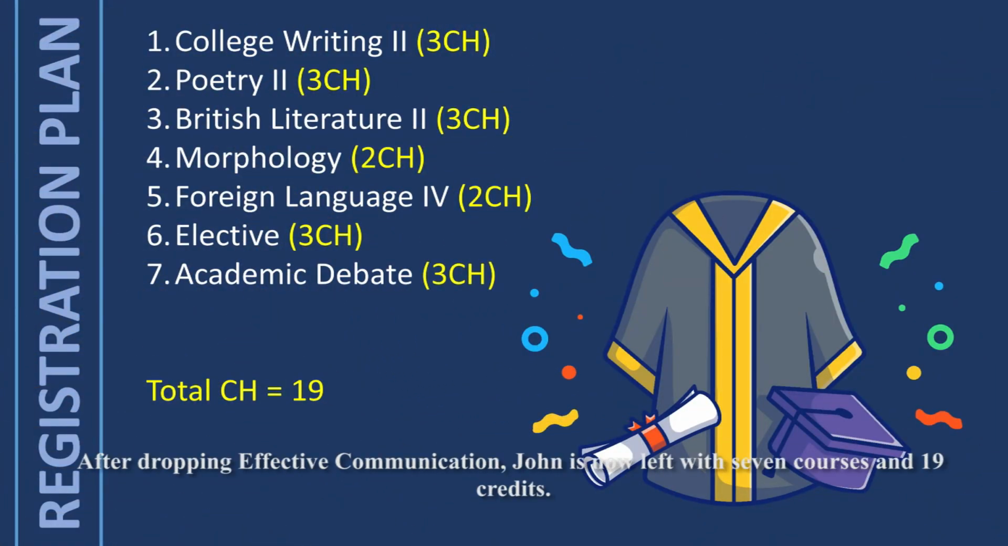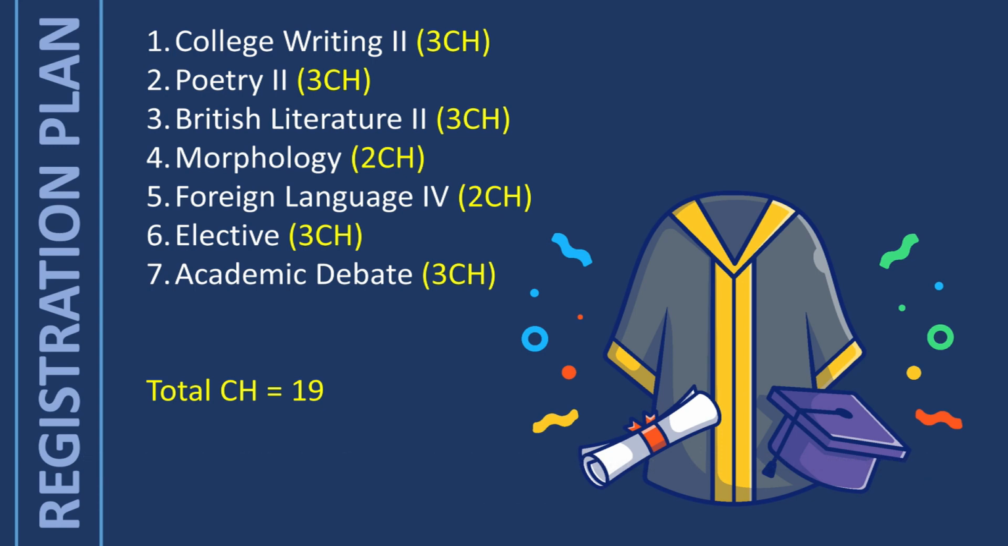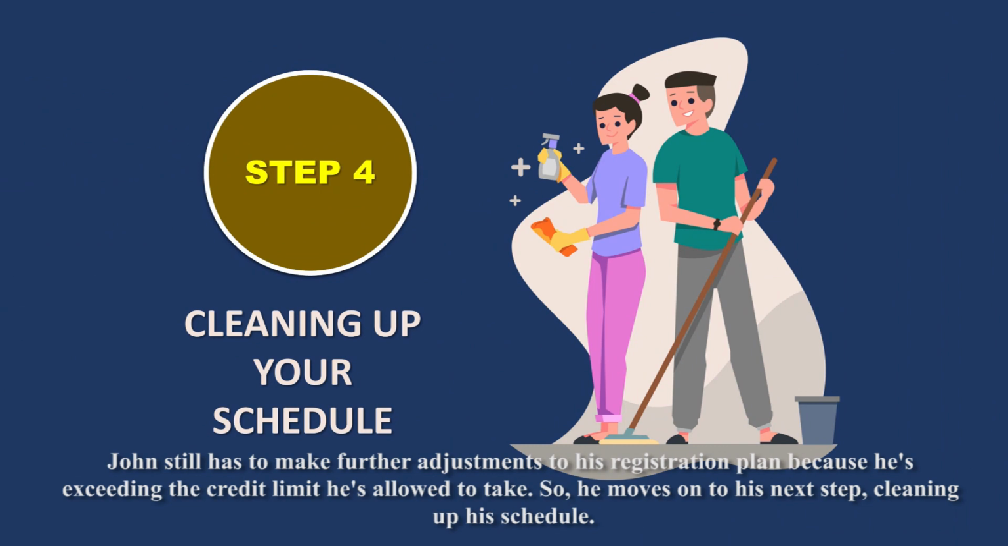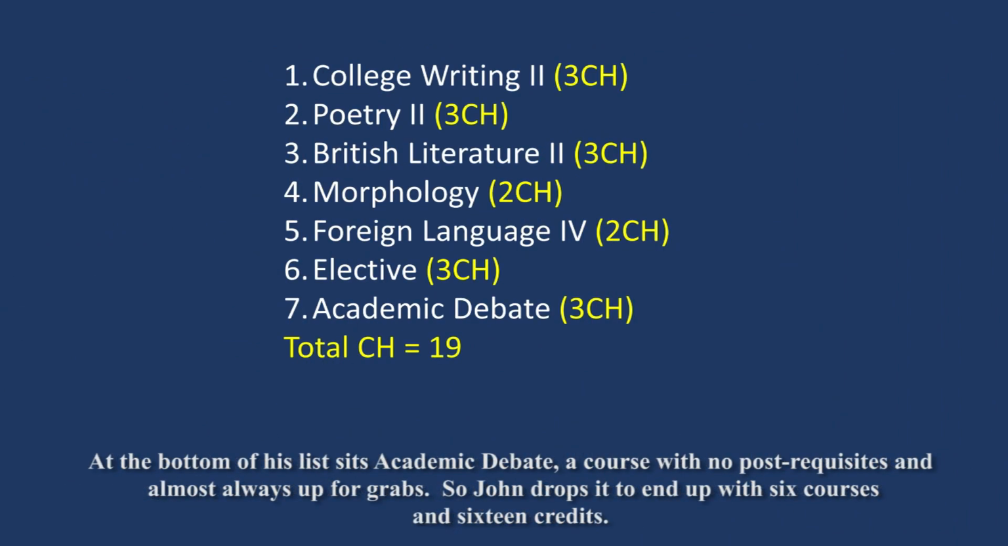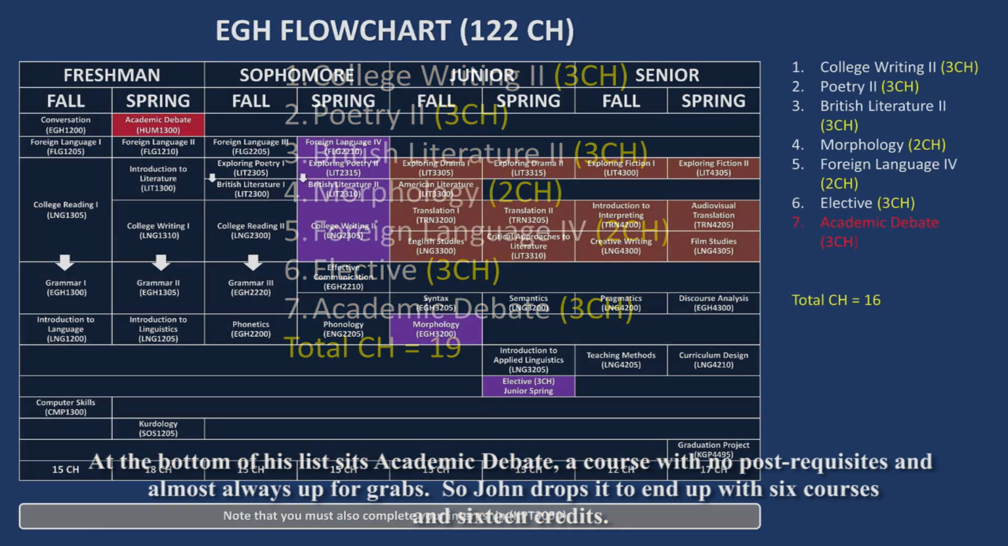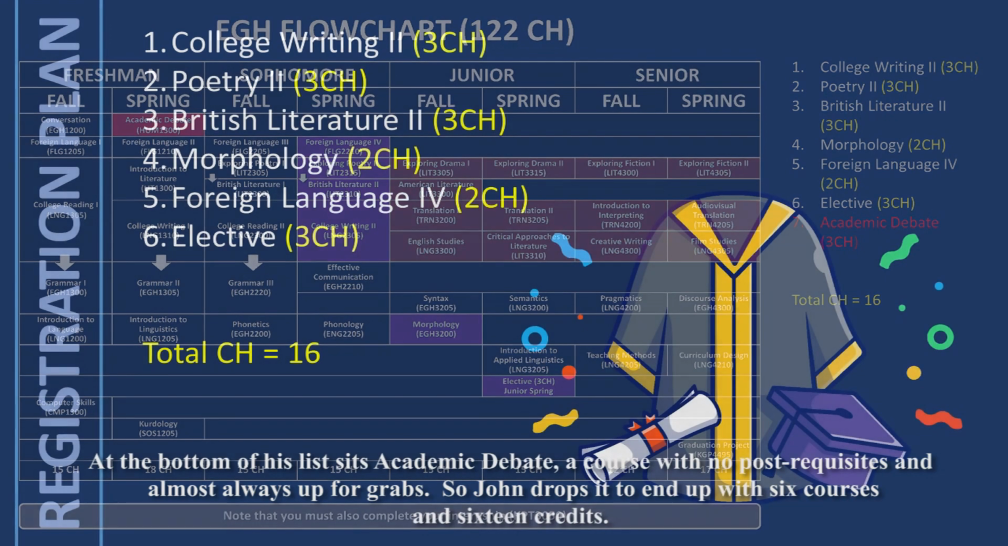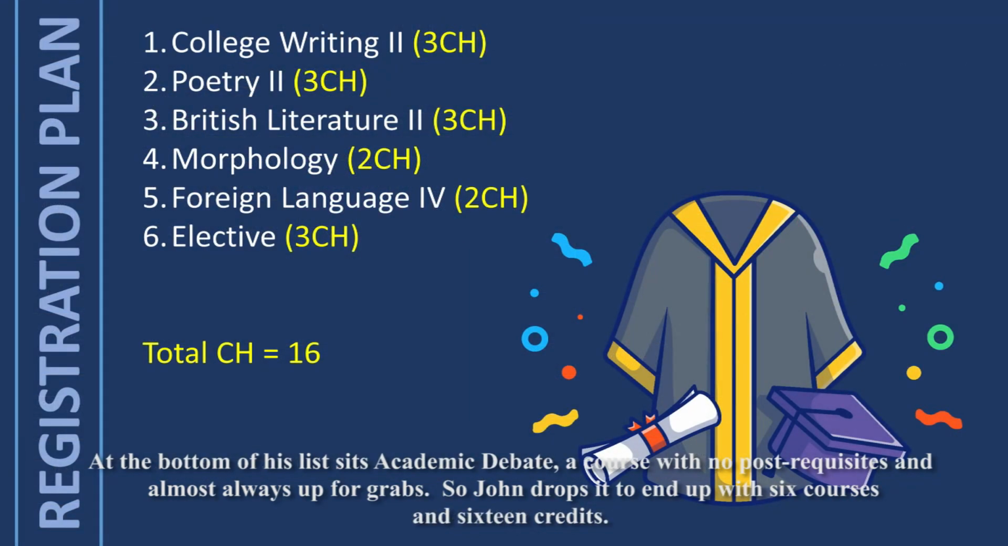After dropping Effective Communication, John is now left with 7 courses and 19 credits. John still has to make further adjustments to his registration plan because he's exceeding the credit limit he's allowed to take. So he moves on to his next step, cleaning up his schedule. At the bottom of his list sits Academic Debate, a course with no postrequisites and almost always up for grabs. So John drops it to end up with 6 courses and 16 credits.